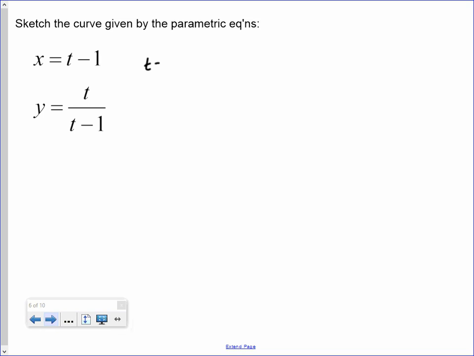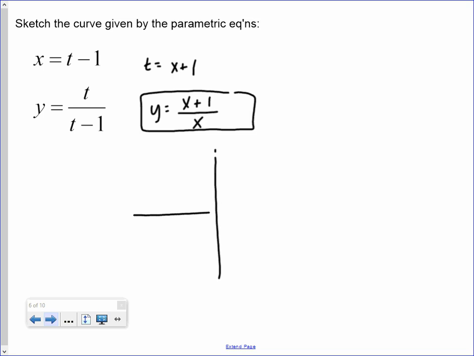So I would solve for t in the first equation and get t equals x plus 1. I would plug that t into my y equation, and I end up with y equals (x plus 1) over x. And this is the rectangular function that I would graph. So when I'm graphing it, I know that my denominator x, if I set that equal to 0, that's my vertical asymptote. So in this one, x cannot be 0.